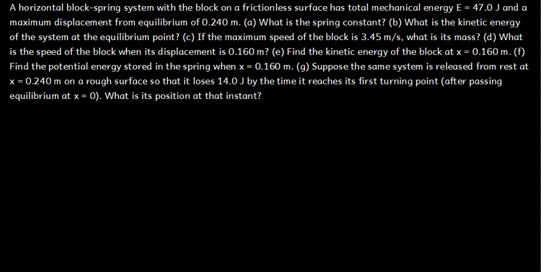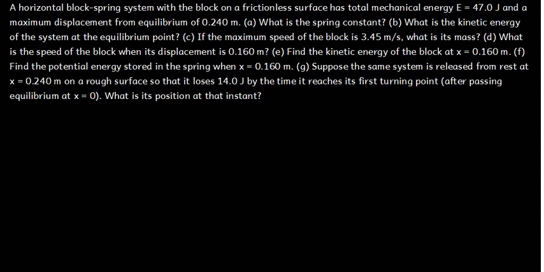Part B, what is the kinetic energy of the system at the equilibrium point? Part C, if the maximum speed of the block is 3.45 meters per second, what is its mass? Part D, what is the speed of the block when its displacement is 0.160 meters? Part E, find the kinetic energy of the block at x equal to 0.160 meters.